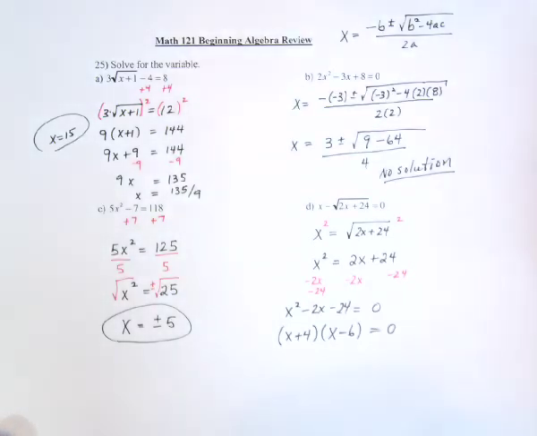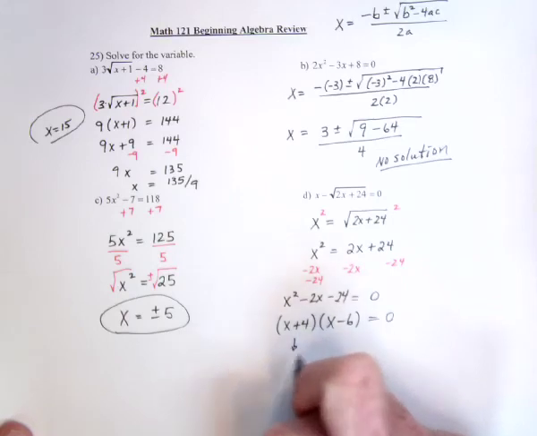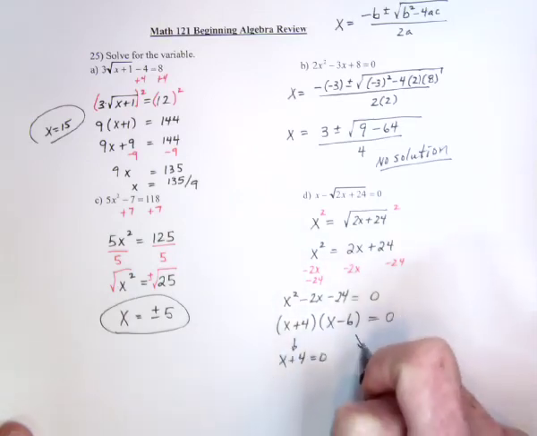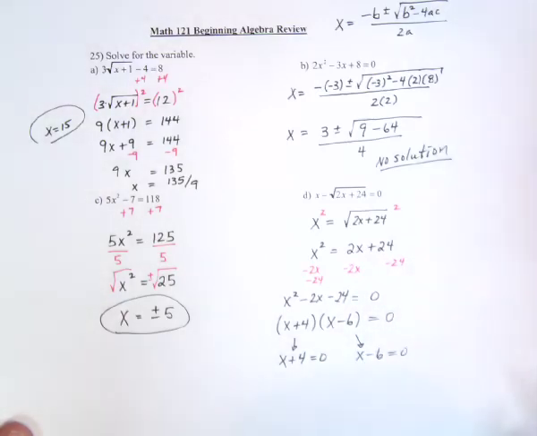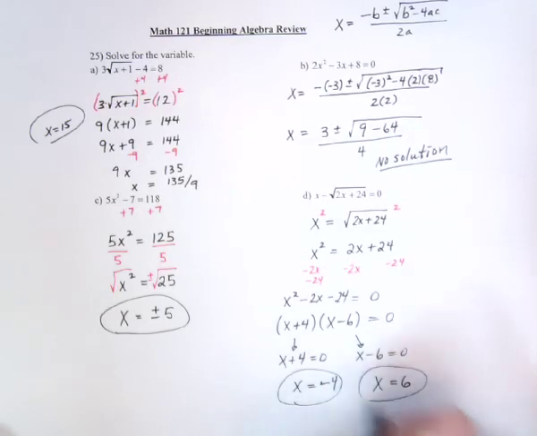Once it is set equal to 0 and factored, then you just set each factor equal to 0. Set this one equal to 0. X minus 6 equals 0. And finally, all we have to do is on this one, subtract 4 from both sides. So x equals a negative 4. And on this one, add 6 to both sides. X equals a positive 6.